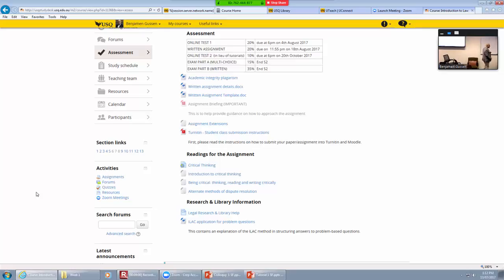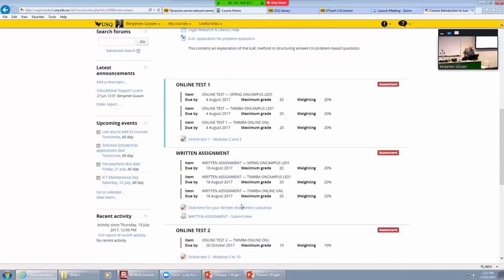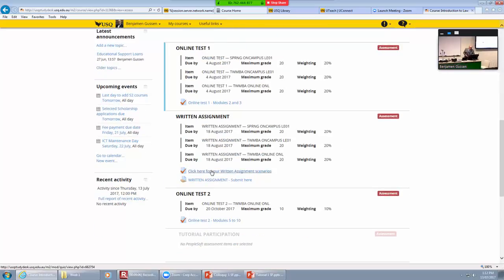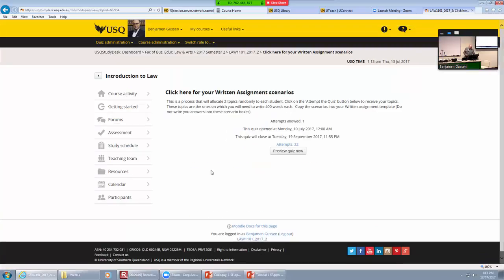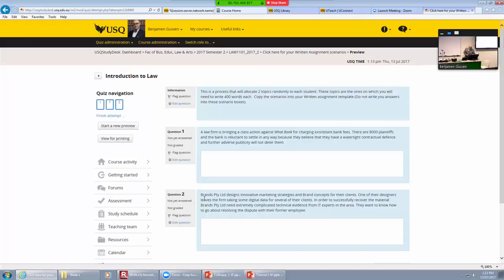So you need 2 scenarios for your assignment. And you go down, online test, written assignment. Again, there is this box with a tick. So you click on that. And 22 attempts already. You preview the quiz. And you will come to this screen where you have your question 1 and question 2. Basically, that's your scenario 1 and scenario 2. Don't worry about this white box underneath. That's not relevant to the assignment.